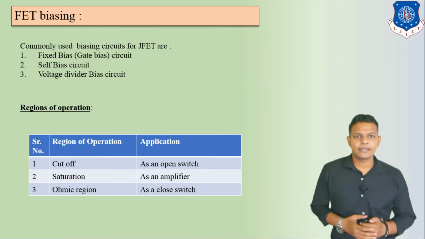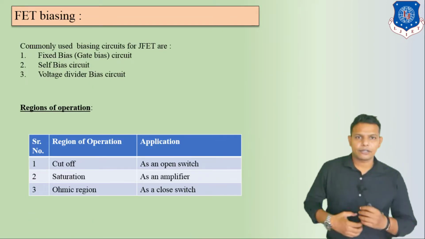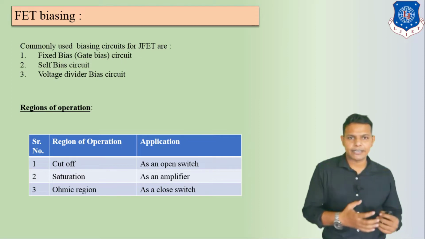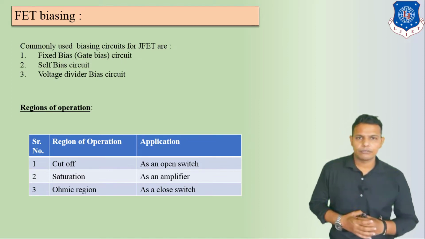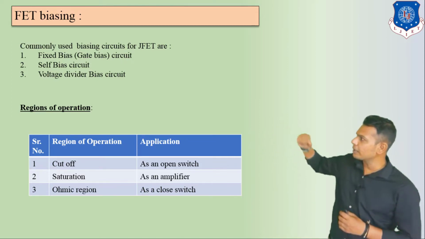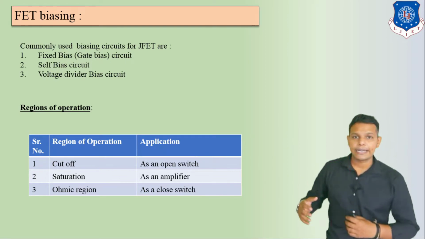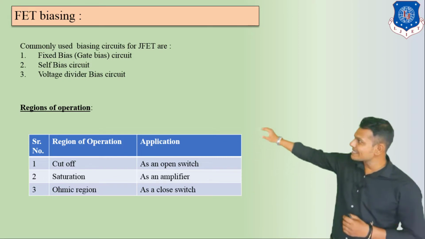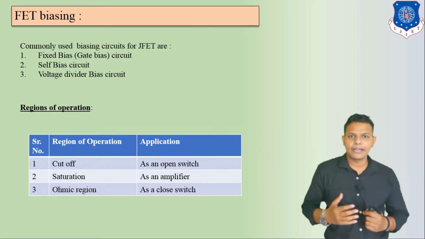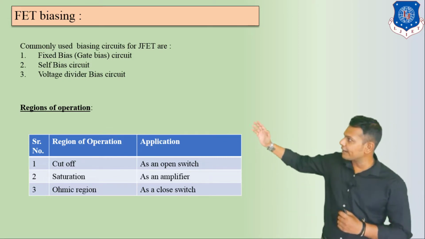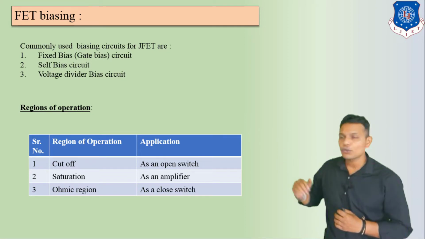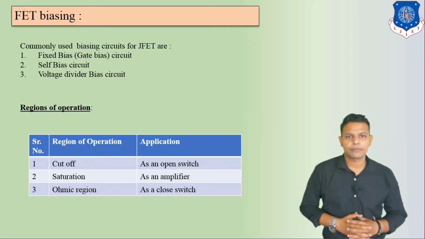Here we can see there are different types of biasing circuits for JFET. Number 1, fixed bias circuit, which is also called gate bias. Number 2, self bias circuit, and number 3, voltage divider bias circuit, which is also known as VDB circuit.